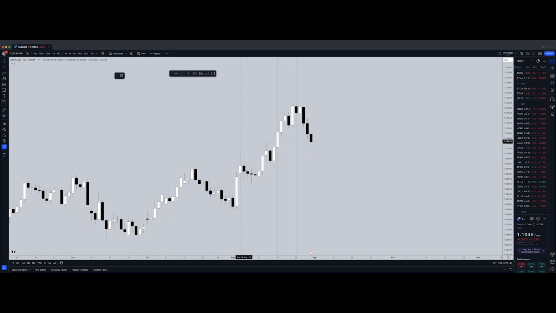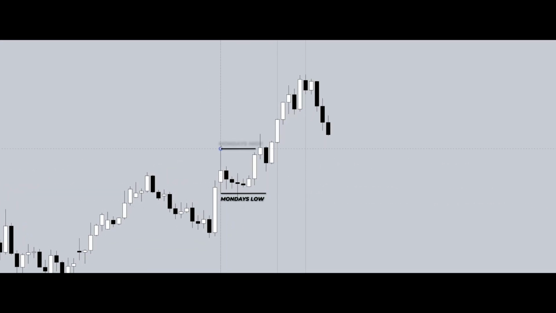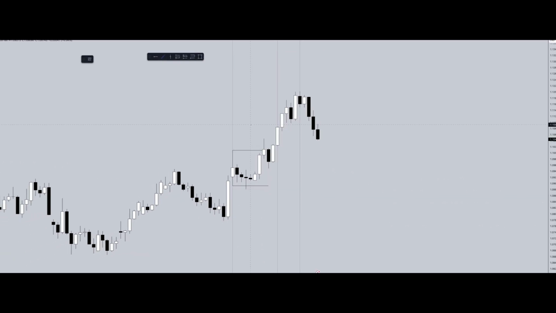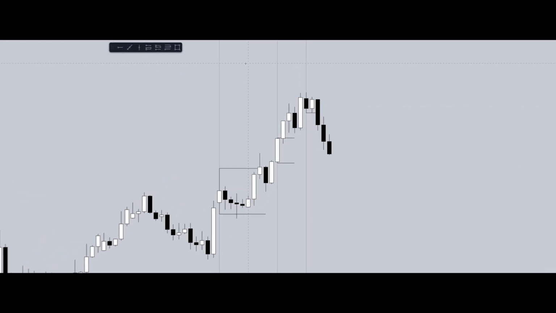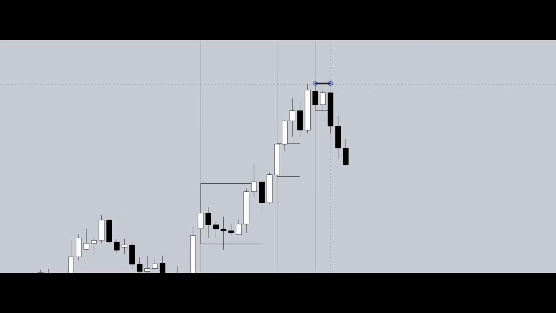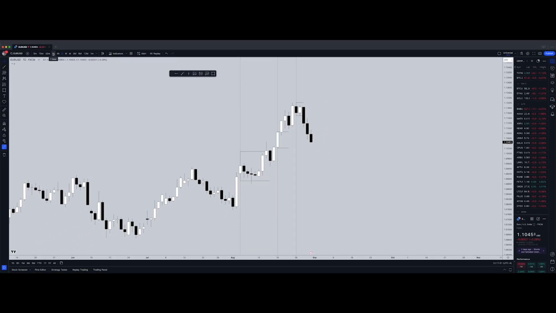So first things first, what we're going to do now is mark out Monday's low and Monday's high on those weeks where we swept the previous weekly low and high. So we've got it here and then we've got it here. And then we also have it occur just here. I believe that sweeps the low. Yeah, it does. And just here.